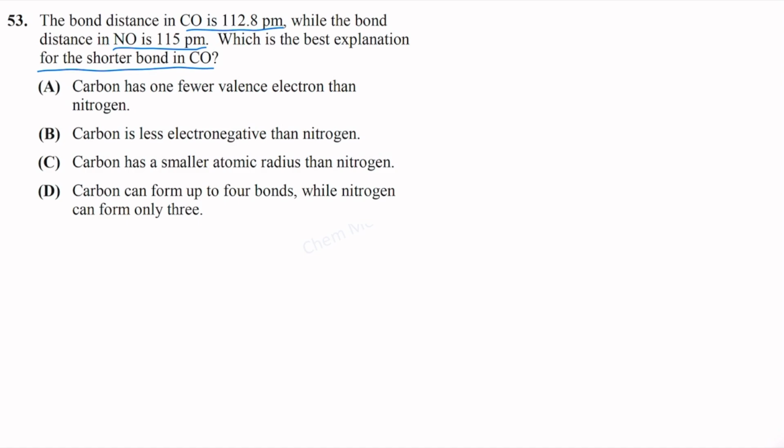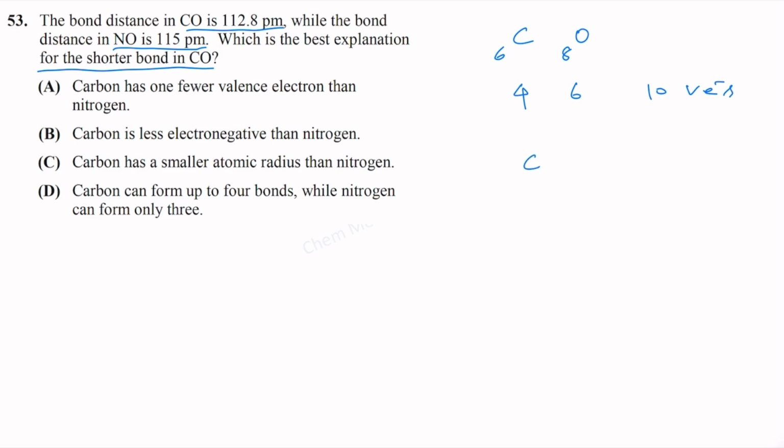Let's draw the Lewis structure of both the molecules to understand the bonding. Carbon's atomic number is 6, therefore we have 4 valence electrons in carbon. Oxygen's atomic number is 8, therefore we have 6 valence electrons in oxygen. Altogether we have 10 valence electrons in carbon monoxide.